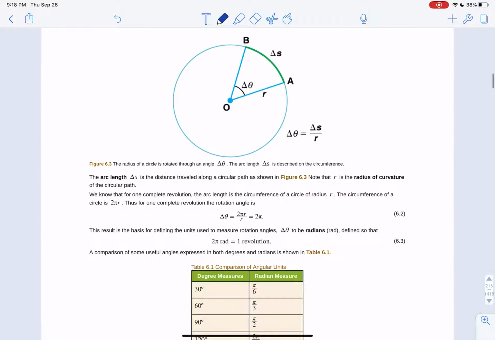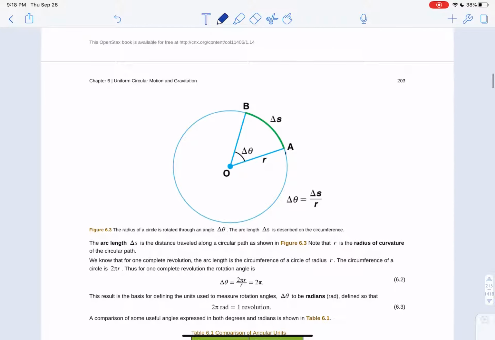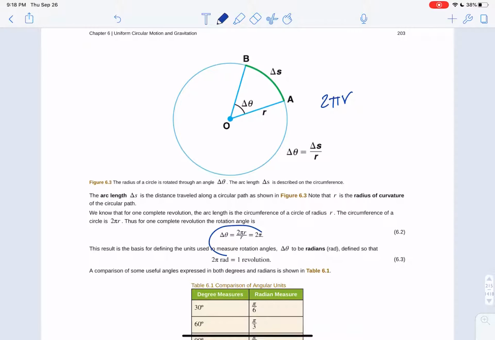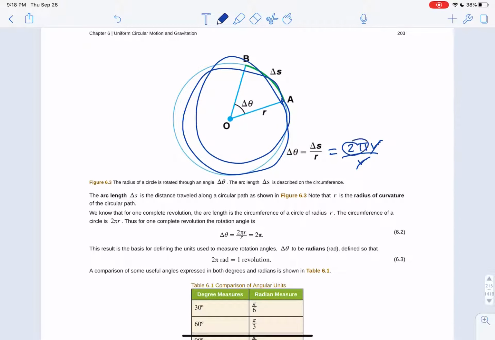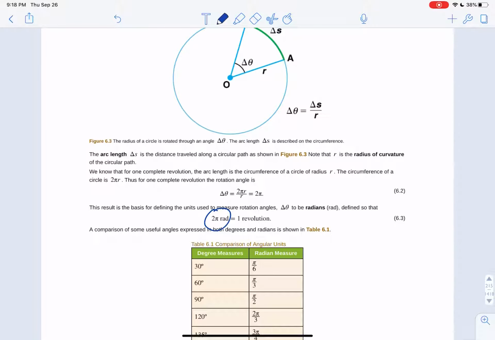If you go all the way around a circle, the circumference is 2 pi r. This arc length here is s, but then you have this length r here as well. If you make s equal to r, then your change in s all the way around, 2 pi r divided by r, gives you this 2 pi. So one revolution all the way around is 2 pi. That's where we get this definition of the radian. If you go all the way around a circle, that is 2 pi radians.